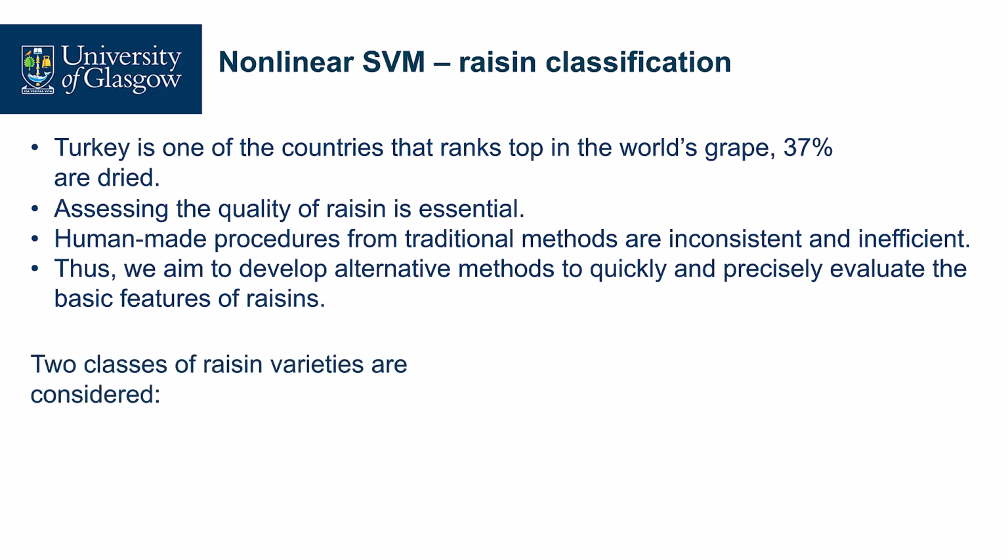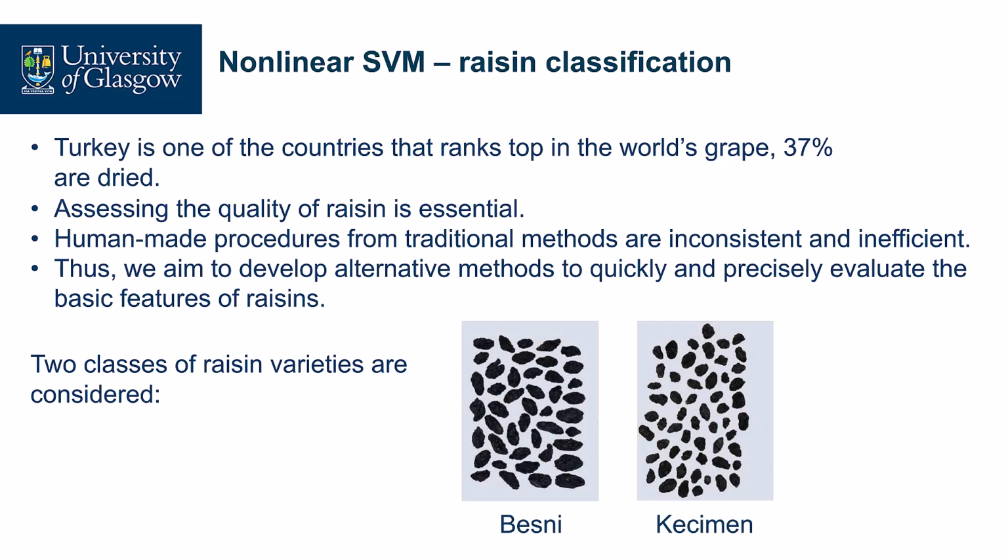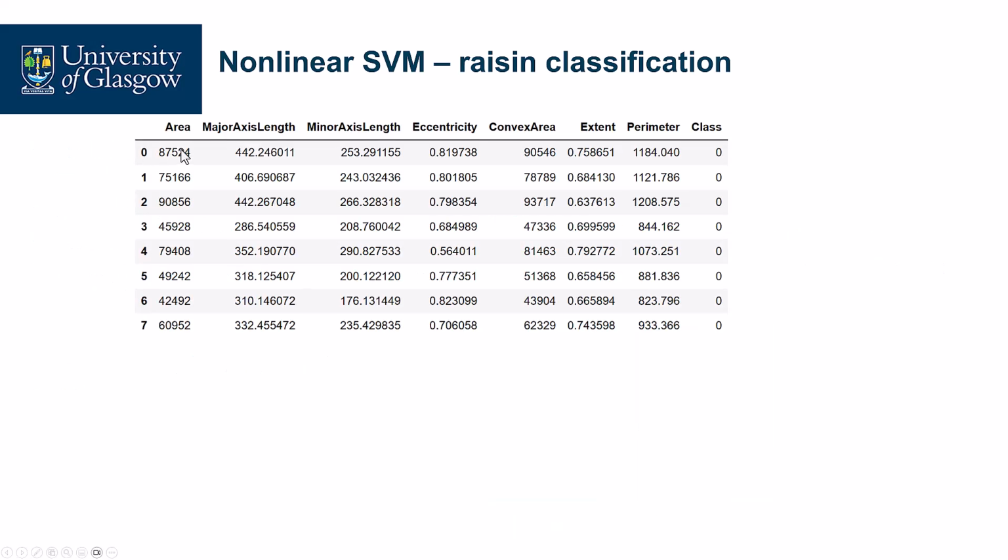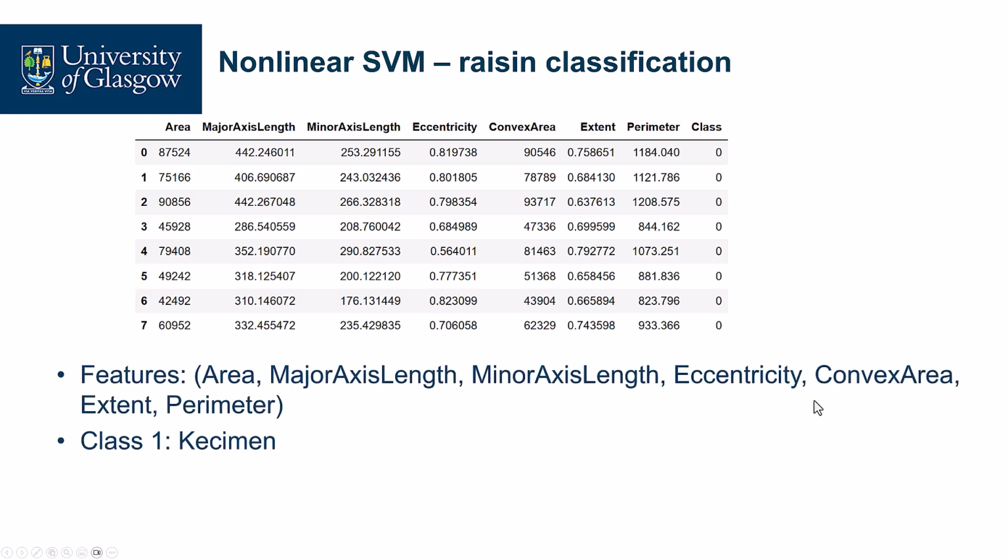So there are two classes. One is called the Besni, and the other we call it the Kecimen. Here we extract the features. The 7 features are here, from area to perimeter. So these are the classes. We have 2 classes, right? Class 1 is Kecimen, class 0 is Besni. So we have 900 samples altogether.